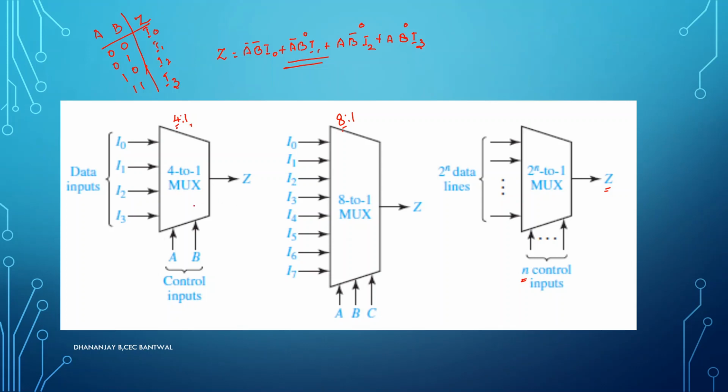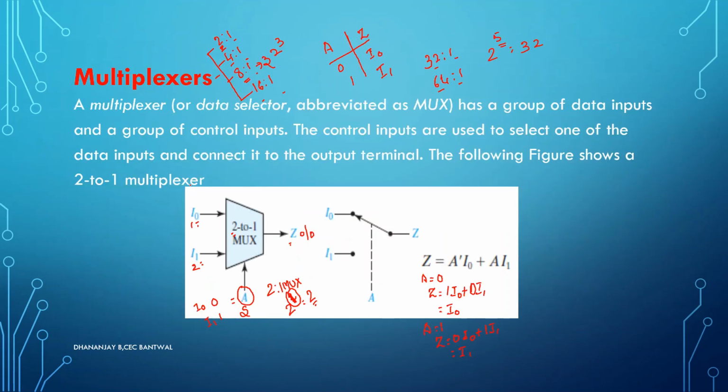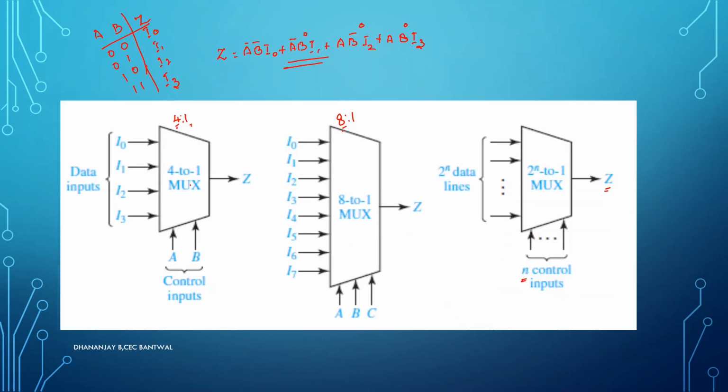They took a 2:1 mux, 4:1 mux, 8:1 mux previously, and finally they generalized the block diagram of a multiplexer. So a multiplexer is basically multiple inputs to 1 output.